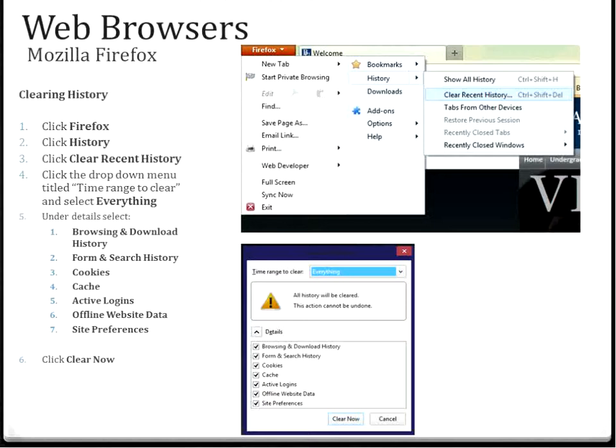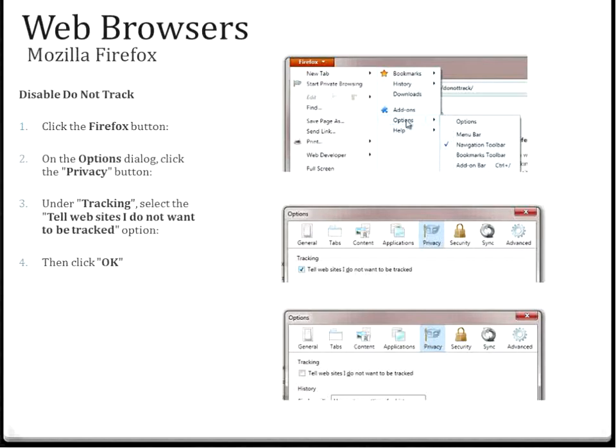So to do so, you will want to click on the Firefox button at the top, click History, and then Clear Recent History. Next, you'll go to the drop-down and make sure you have everything selected, and then just check off all the boxes below. After you have everything checked, click Clear Now, and that will remove those temporary files from your Firefox browser.